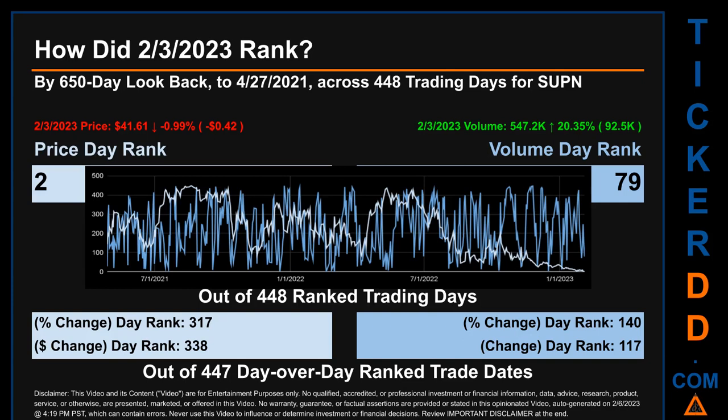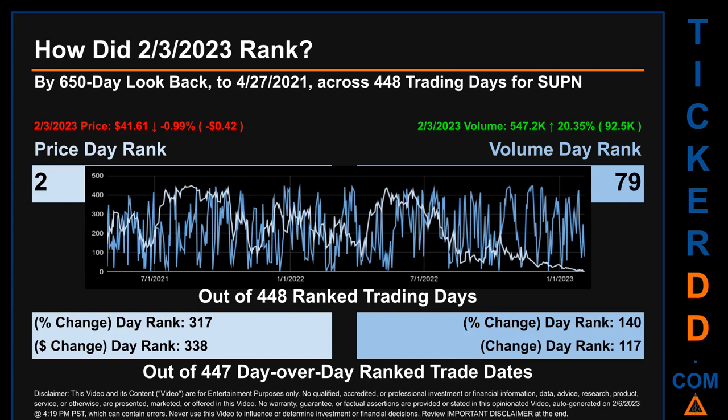How did the 3rd of February 2023 rank for SUPN by 650 calendar day look back to April 27, 2021, across 448 trading days, of which the 3rd of February 2023 price ranked 2 while its volume ranked 79. Each of the 448 trading days were ranked amongst themselves by highest end-of-day price and volume, with a rank of 1 being the highest and 448 being the lowest ranked day.